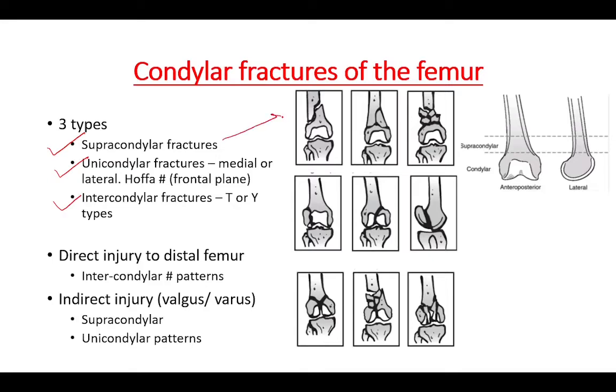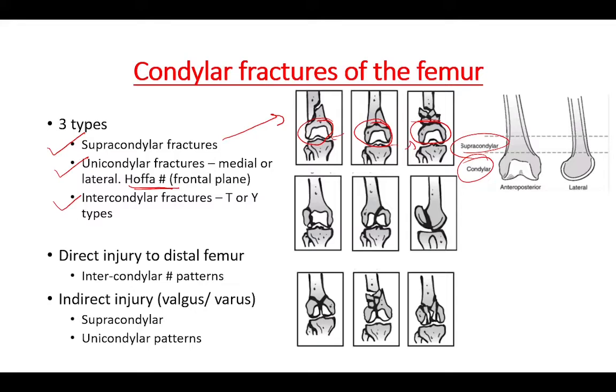So the first is the supracondylar fracture, in which the fracture is above the condylar part of the femur. In this, the articular surfaces of the femur remain intact. Only the metaphyseal region is fractured. Here you can see very clearly how we are demarcating the supracondylar region from the condylar regions. The second are the unicondylar fractures, which is fracture of either the medial or the lateral condyle. A special type of fracture called the Hoffa's fracture is a fracture in the frontal plane of the femur.